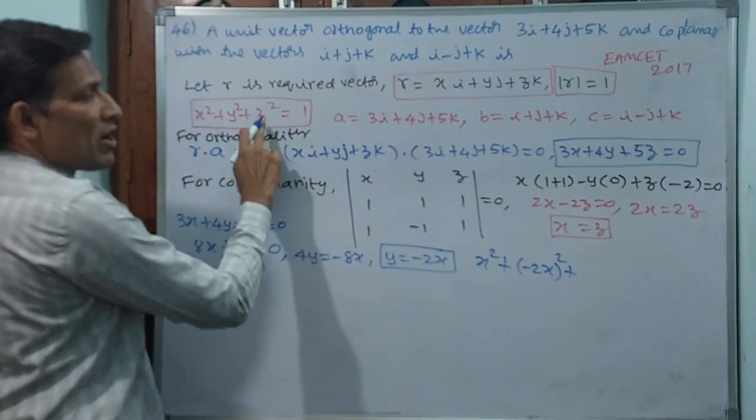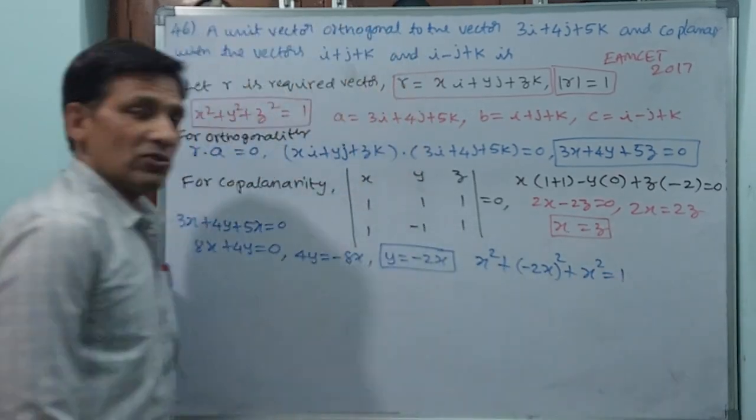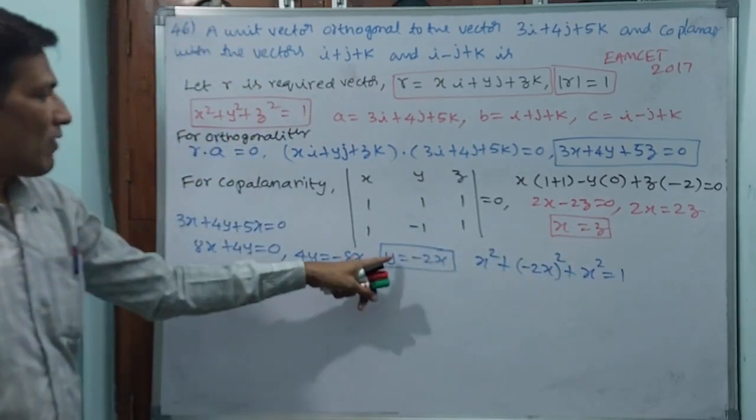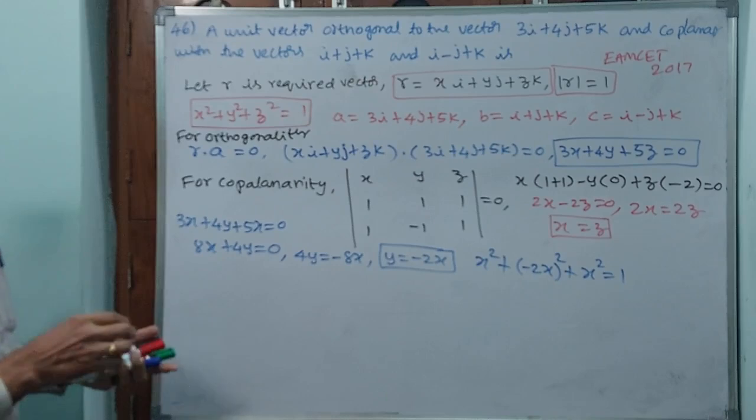Plus z square means what? Z square means x square only. That is equal to 1. Is it okay? Definitely okay. Why? Because see, x value, z value both are same. Y value is minus 2x and x value is x value. Okay? Now proceed.